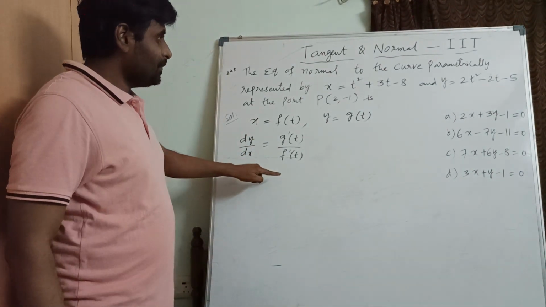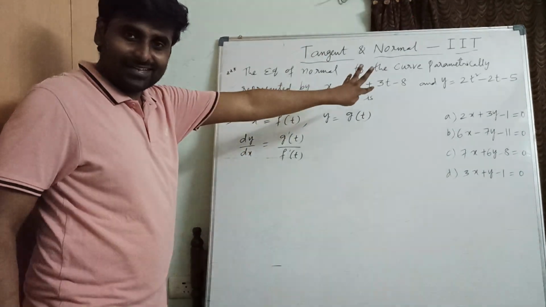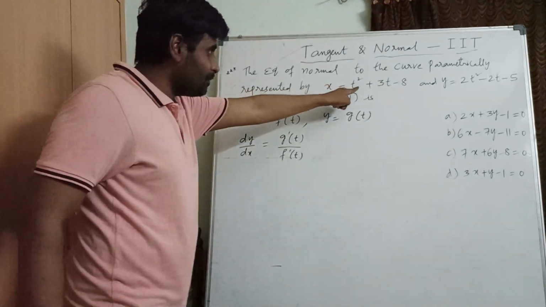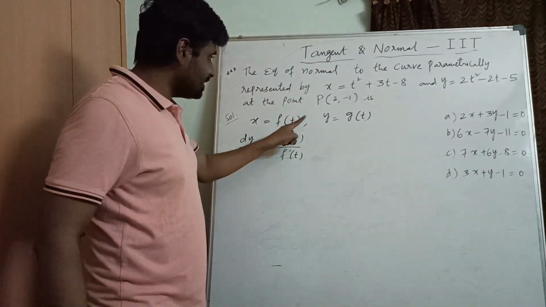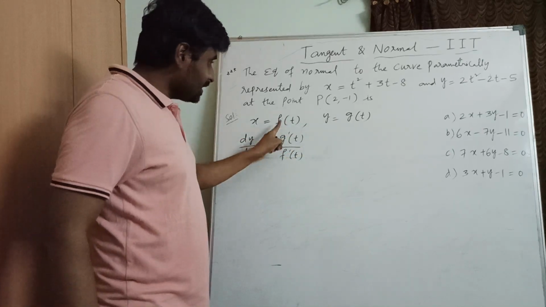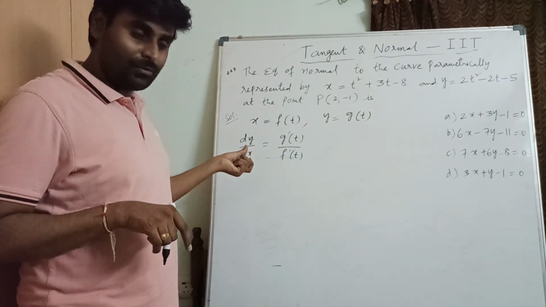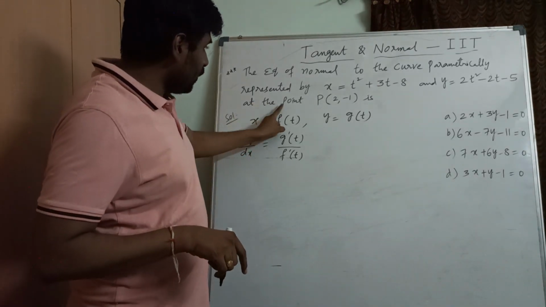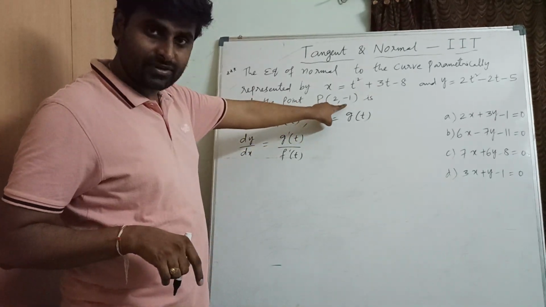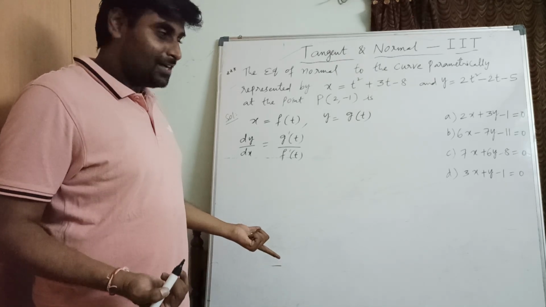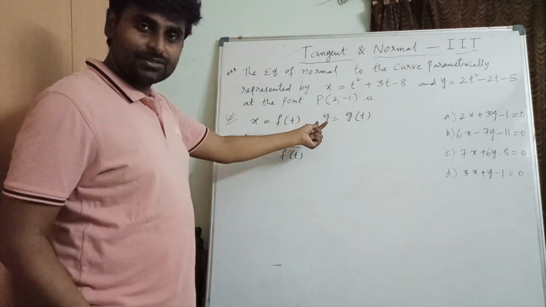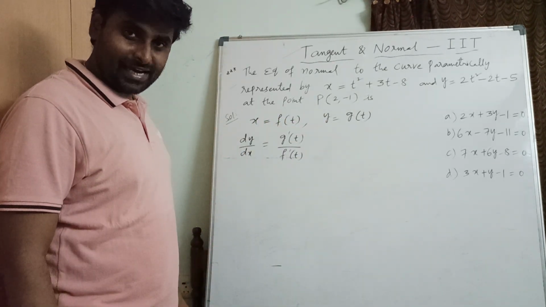After that, this will be the point. This is the x coordinate, this is the y coordinate. So that is the curve's point, given in point form. And one more point is also given, P of 2 comma minus 1. Both can be equated, correct? So that we'll get the value of t, and then we'll get the slope of tangent, correct?